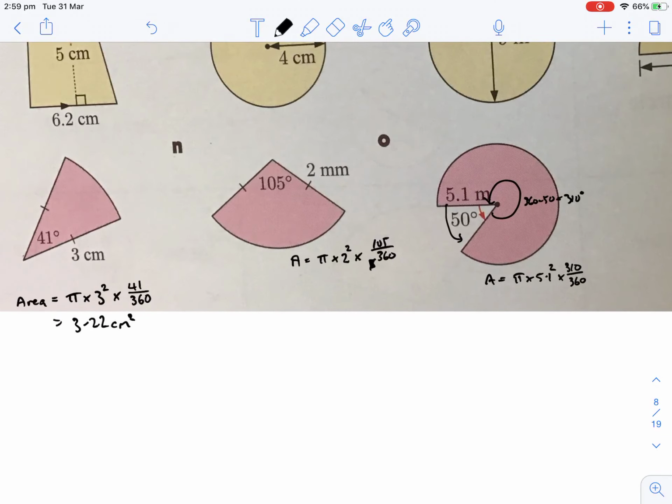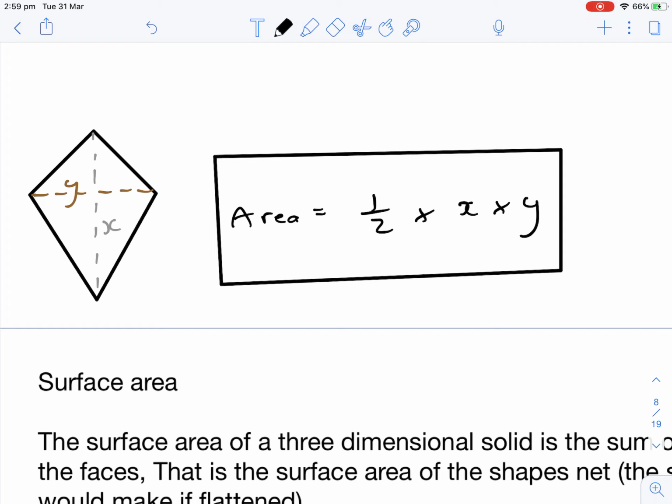Okay, what have we got next? Kites. We don't tend to do a lot of kites, but if you do see them anywhere, basically to get the area of a kite, you need to find the length of the kite and the width of the kite. We call those x and y, and it's basically a half times x times y. You're basically finding the area of two triangles there, hence the half, and that will work there.